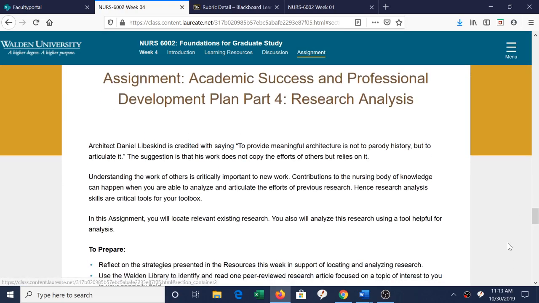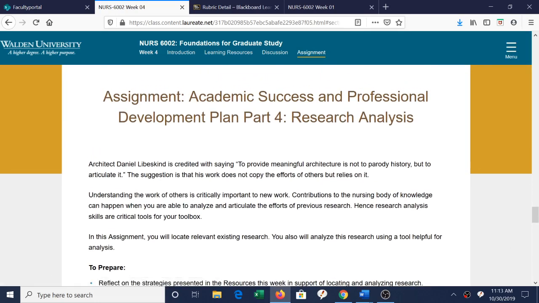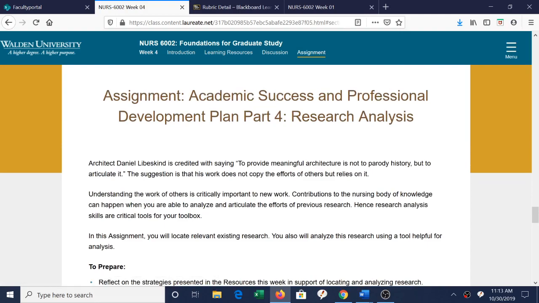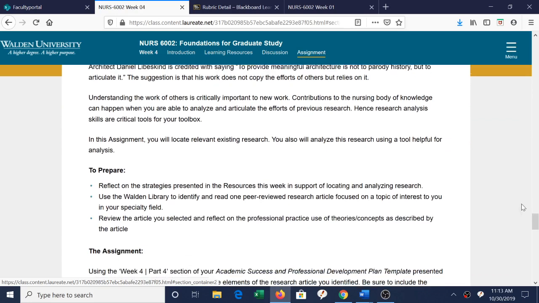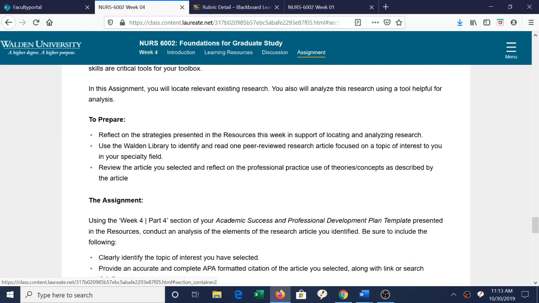Somebody asked about this part of the academic success and professional development plan. And so I thought that it might be easier to explain it here a little bit, and then I can post this for everybody to see. So that's what I'm going to try to do.